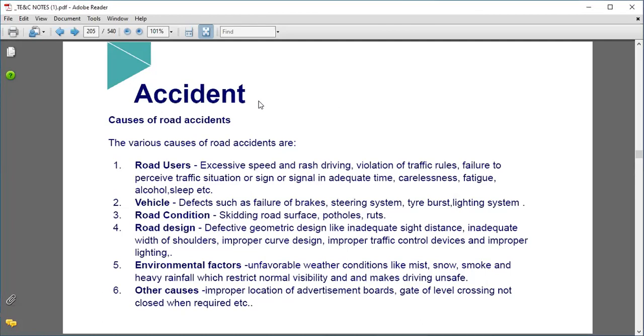That part we will finish. There are various causes of road accidents. One is the road users, the responsible person. Second is the vehicle. Third is the road condition. Fourth is the road design, then environmental factors, and the last one is other causes. The first one is the road user. What it indicates: excessive speed and rash driving, violation of traffic rules, failure to perceive traffic situations, signs or signals in adequate time, carelessness, fatigue, alcohol, sleep, etc.